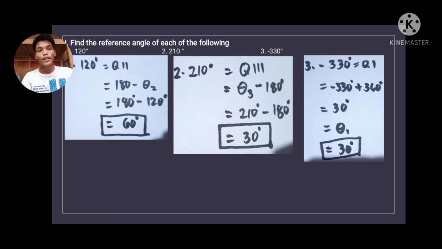So 30 degrees exists in quadrant 1, because you all know that quadrant 1 is between 0 degrees and 90 degrees. The table that we took a while ago states that in quadrant 1, the reference angle is equal to the angle itself, between 0 degrees and 90 degrees. Therefore, 30 degrees is the reference angle of negative 330 degrees.